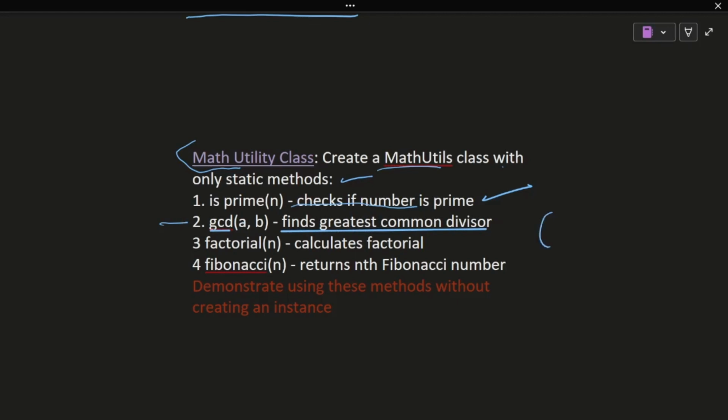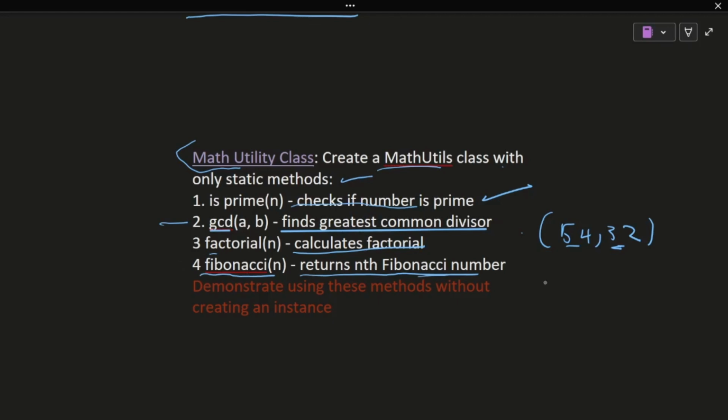That means whenever I call the method, I pass 54 and 32. It has to bring me the greatest common divisor between these two numbers, right? The next static method will be calculating a factorial. You know what a factorial is, right? Another static method will calculate the nth Fibonacci number.